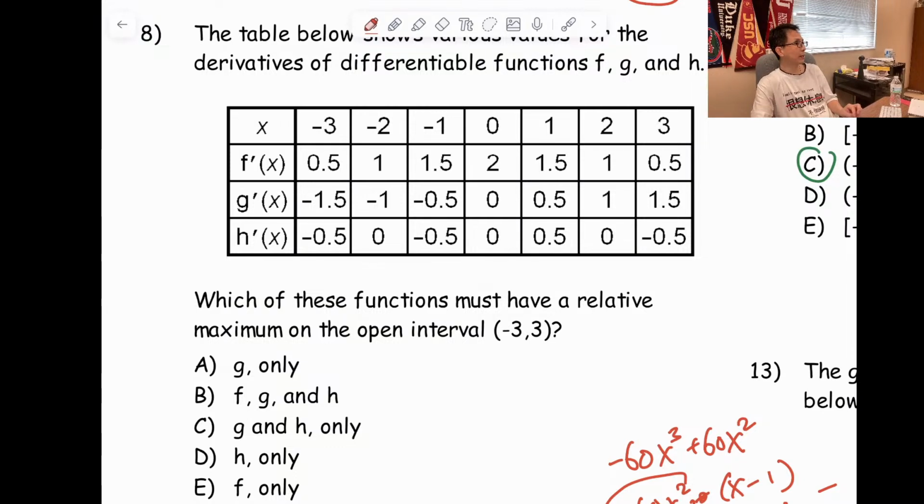Now I want you to explain to your table why D is correct. But not only that, I want you to explain where it occurs. At which value does the relative maximum occur?